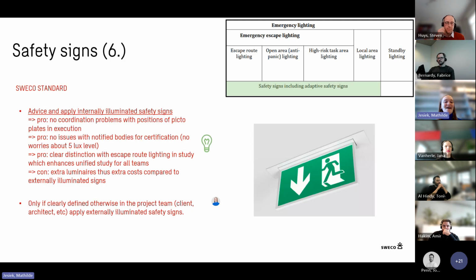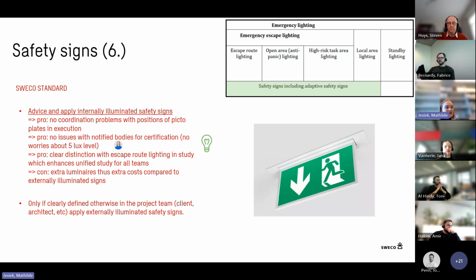Or, no, it's already here. So what we have decided, we talked a lot about it. We think in practice it's going to be easier to meet the new standard if we from now on start to use internally lit safety signs. Then we have fewer coordination problems with the positions of the picto plates and where our emergency lights will be positioned. We also don't have to worry about the height of the picto compared to the emergency light if we meet the 5 lux level.